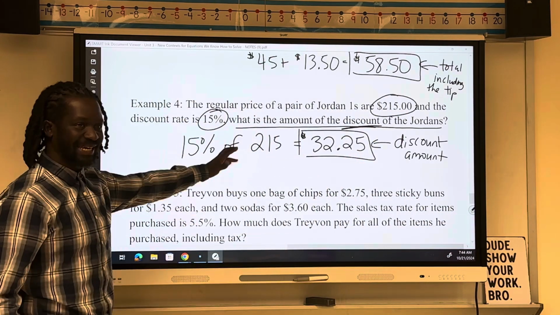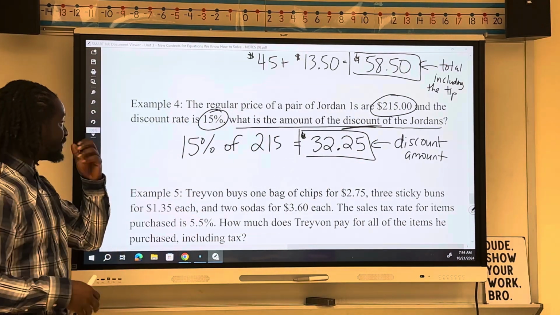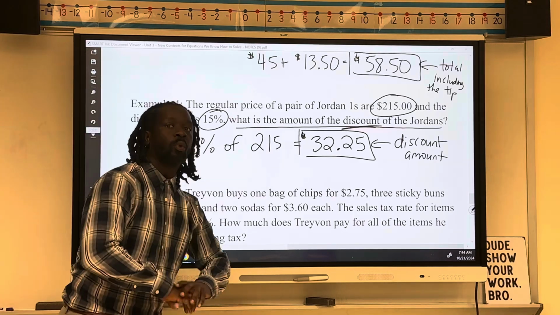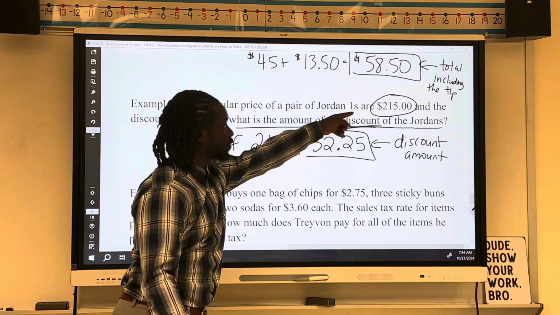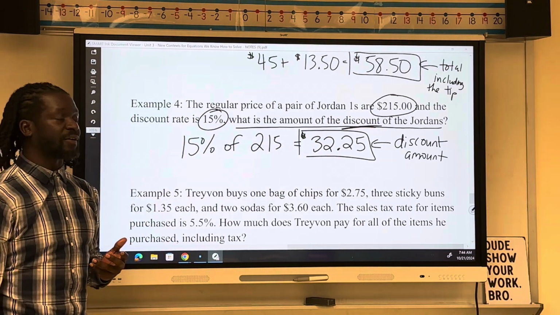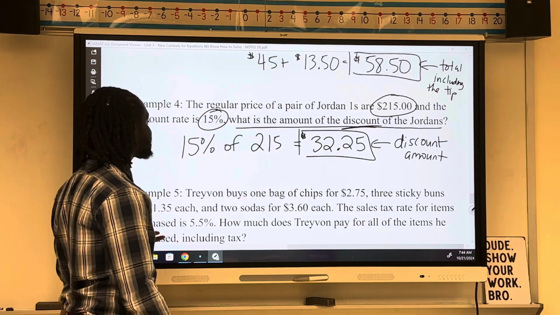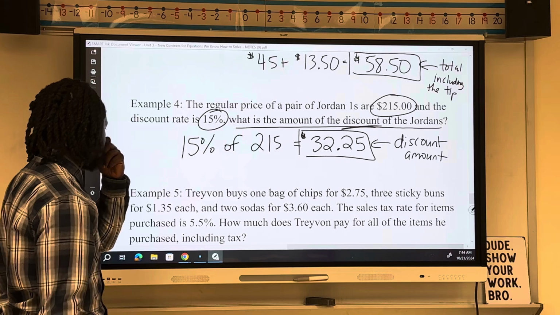All right, again, I know this is getting redundant, but if the question asks for what is the total after the discount, right, then I would take the 32 and subtract it from the 215, okay? But because it's only asking for the amount of the discount, all right?